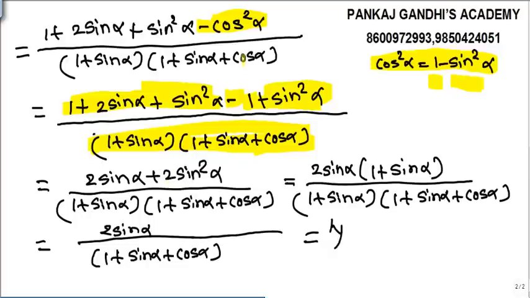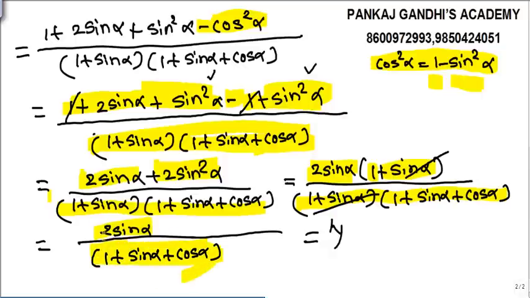So this sin square alpha will become 2 sin square alpha, and the 1 minus 1 will get cancelled. So this is 2 sin alpha plus 2 sin square alpha, and the denominator is as it is. So we can take out 2 sin alpha common. So 2 sin alpha times (1 plus sin alpha), divided by 1 plus sin alpha plus cos alpha. Now from the numerator and the denominator, these two terms will get cancelled. So the answer is 2 sin alpha upon 1 plus sin alpha plus cos alpha.